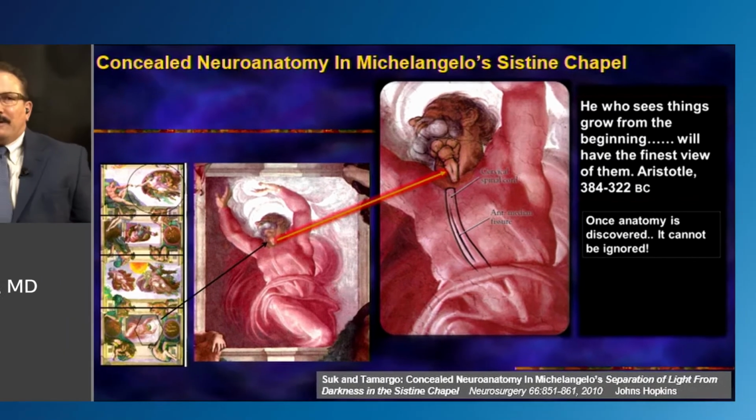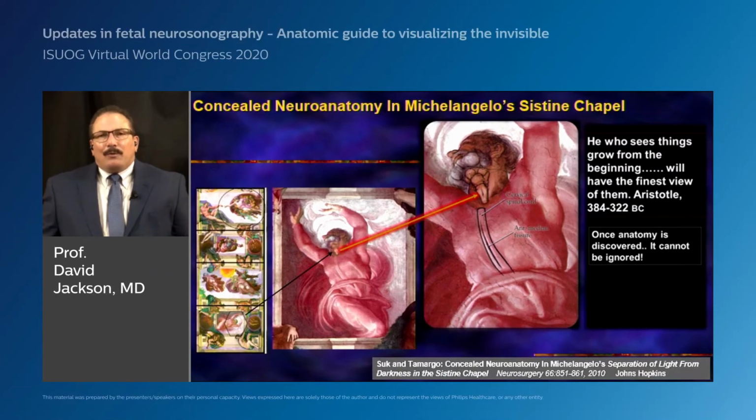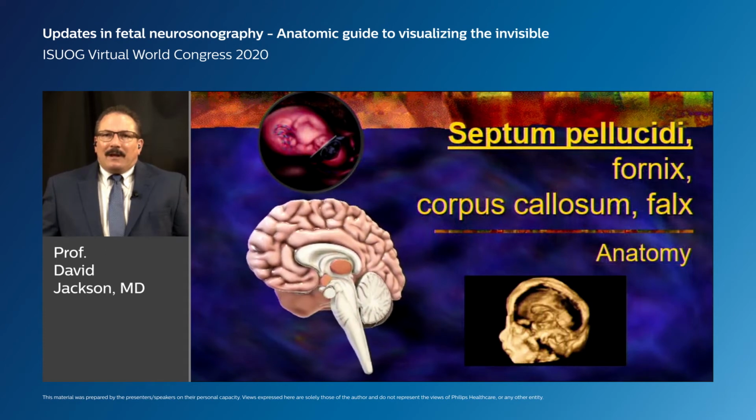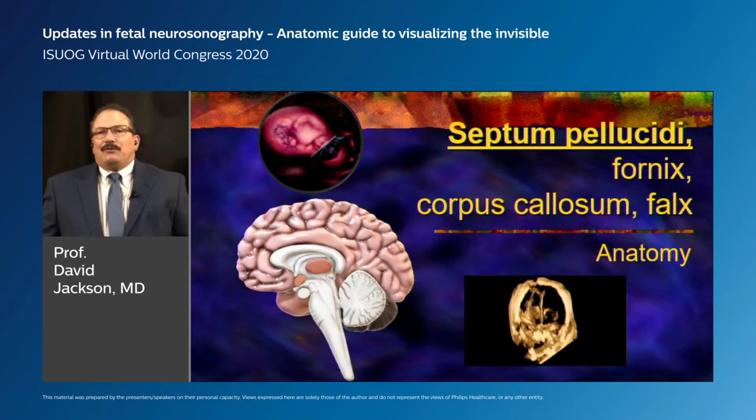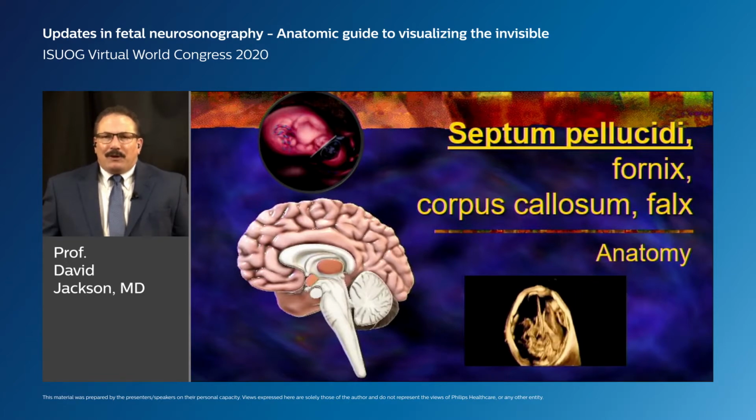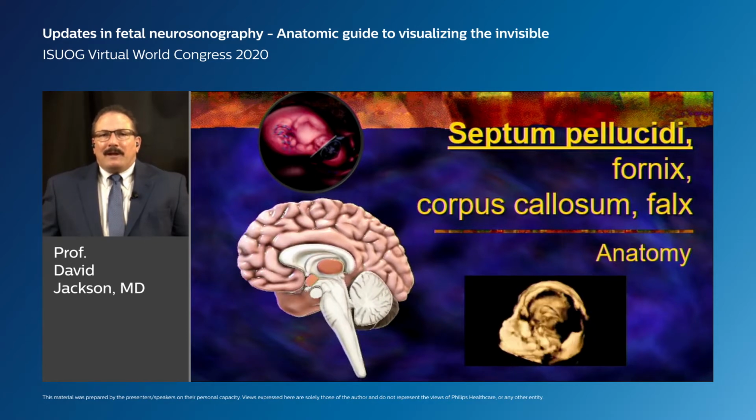As Aristotle said, he who sees things grow from the beginning will have the best view of them. And once anatomy is discovered, I promise you, it cannot be ignored. As our main point of reference for today's talk, we will discuss the anatomic and clinical relationships to the Septum Pellucidi, the Fornix, the Corpus Callosum, and the falx.